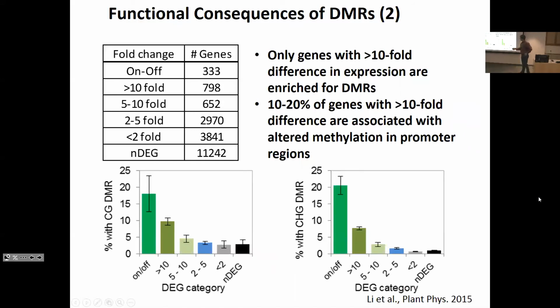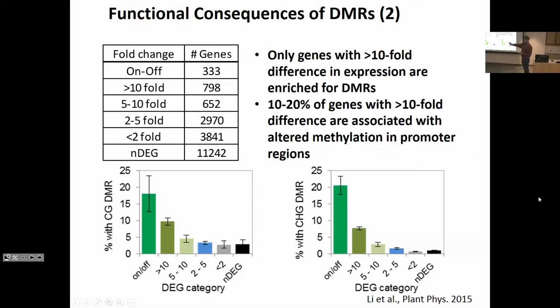What we find is, this is for CG and CHG methylation, that only the genes that are on-off or greater than 10-fold change have a significantly higher rate of methylation changes compared to non-differentially expressed genes. So in other words, if methylation is changing, the type of effect it's going to have are very severe changes in expression. So this subset that are being affected, and in this case, if you look at genes with a greater than 10-fold or an on-off difference, it can be as many as 20% of those genes that are associated with the methylation change nearby. Okay? So really, I don't think methylation is doing a lot of the subtle quantitative changes. It's doing more strong changes in expression.